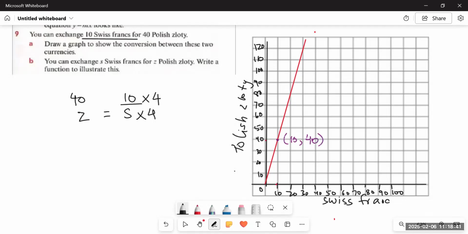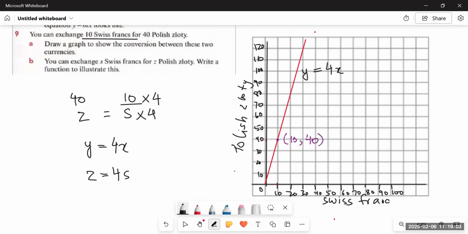So the equation would be, if we take Polish zloty as y, y is equal to 4x. Or you can say that z is equal to 4s. So we can write it down as y is equal to 4x.